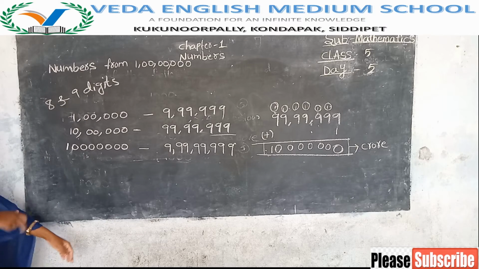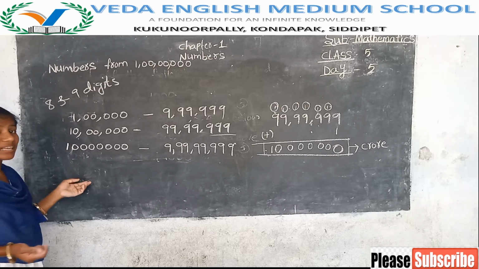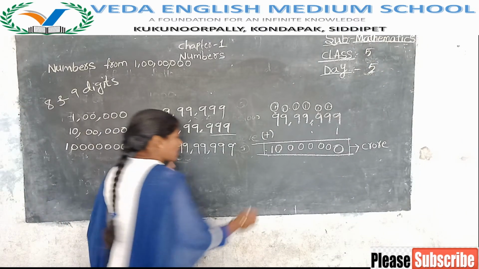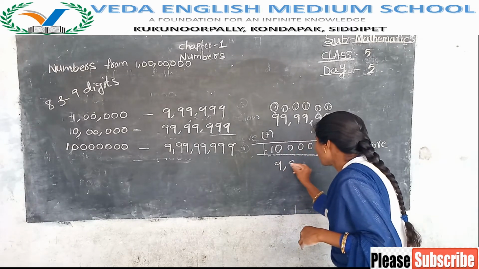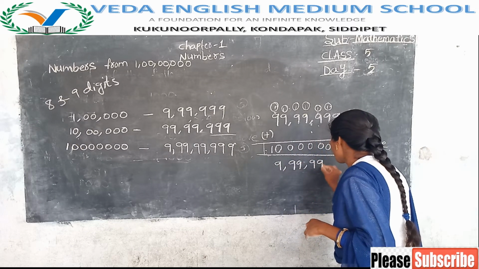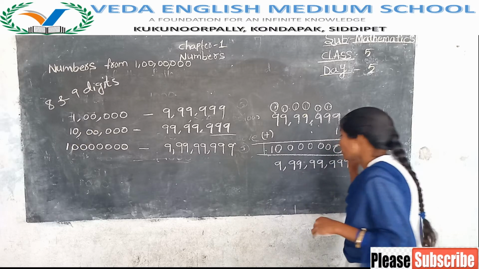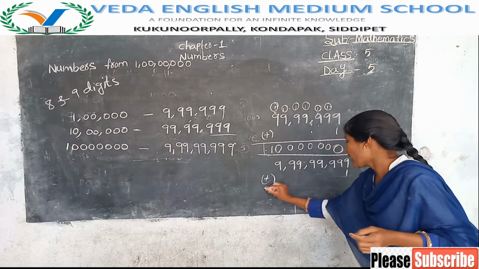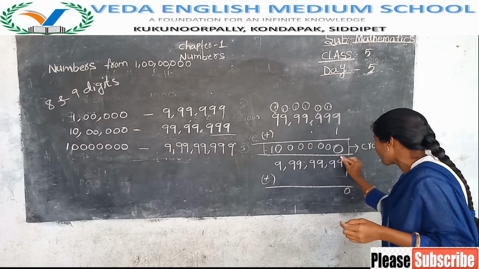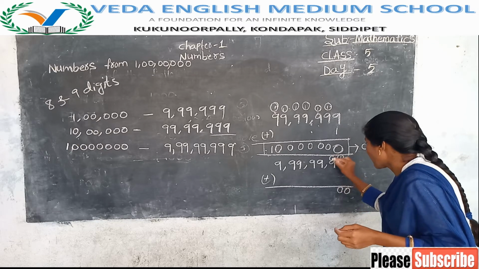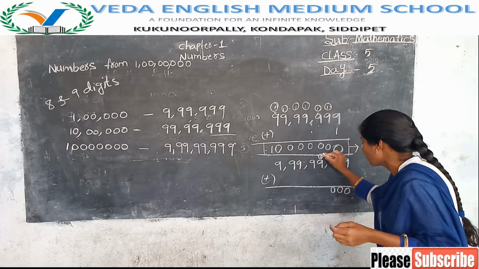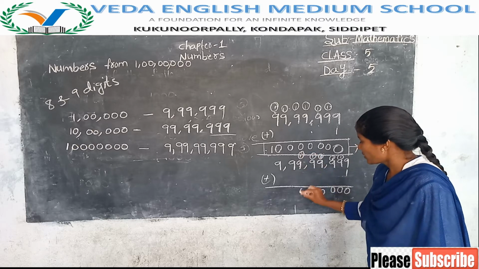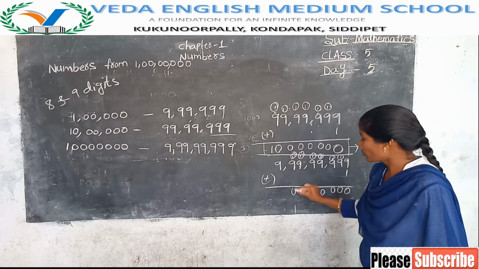Then afterwards, the last is the 9-digit number. How to get the 9-digit number? By adding 1 to the 8-digit largest number. The 8-digit largest number is 9 crore 99 lakhs 99,999. By adding 1, 9 plus 1, 10, 0 here, 1 carry. We repeat this for each digit, 9 plus 1, 10, 0 here, 1 becomes carry.